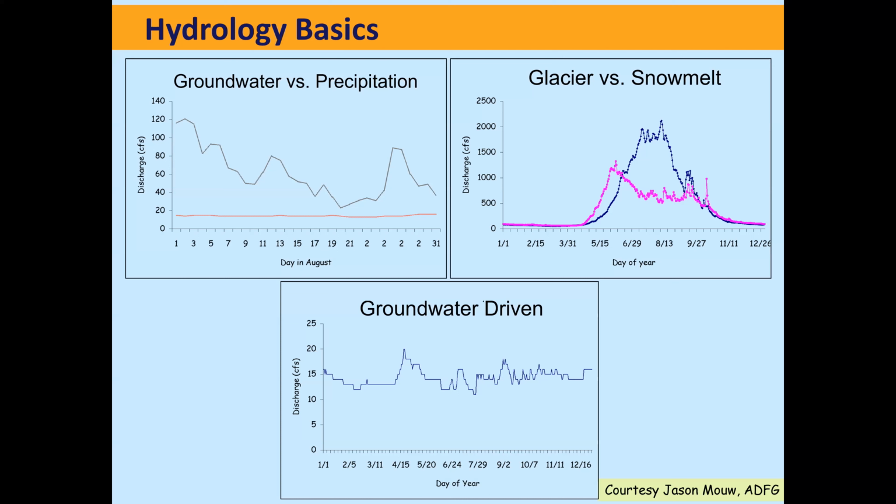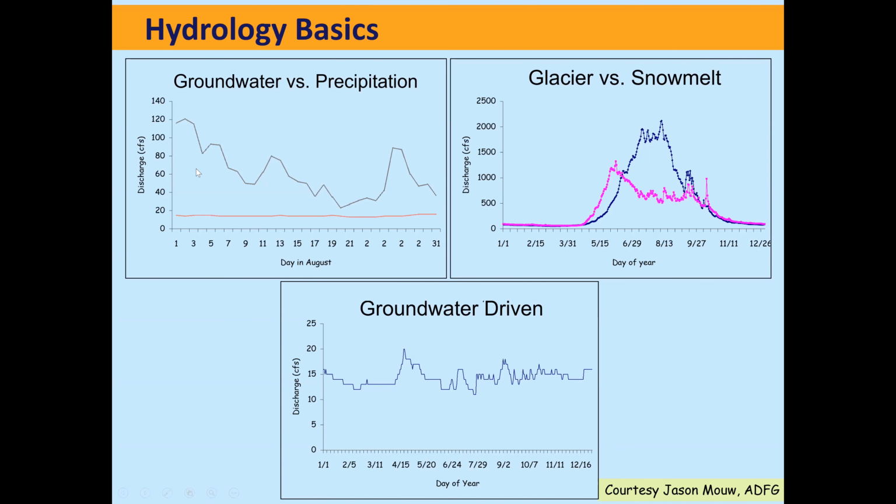And this slide shows you three different hydrographs. A hydrograph is just an XY plot of time on the x-axis and discharge on the y-axis. And discharge is a measure of how much water is in a river, measured in cubic feet per second. So that's on the y-axis.